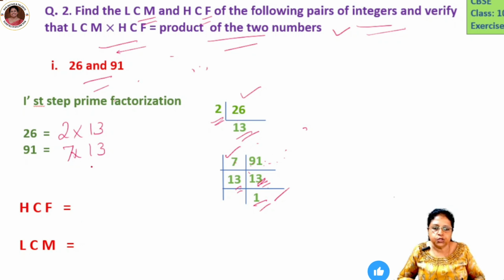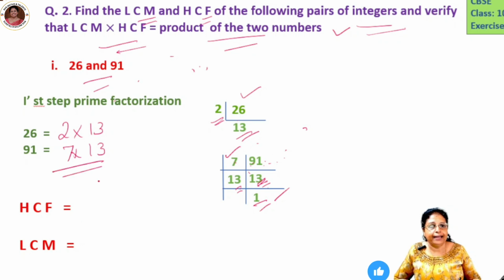Okay. So what is HCF here? Highest common factor. So we have to take the common factors. Do you remember? Common factor here is only 13. Is it? So HCF is 13 here.